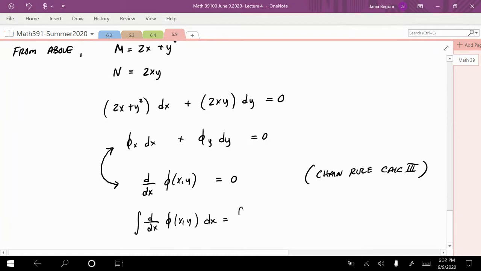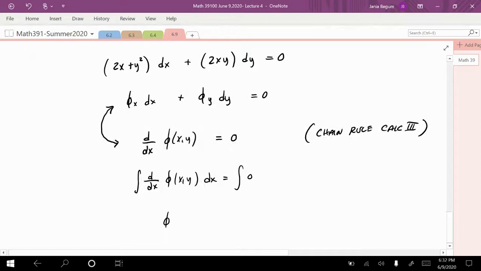So we have the integral of 0. That looks silly. But when you integrate 0, what do you get? 0 is like a constant, right? So, well, think of a 0 as a constant, right? So if you take any constant and you differentiate, what do you get?